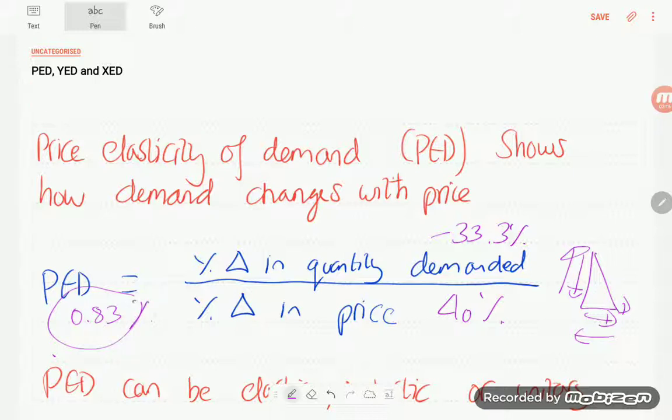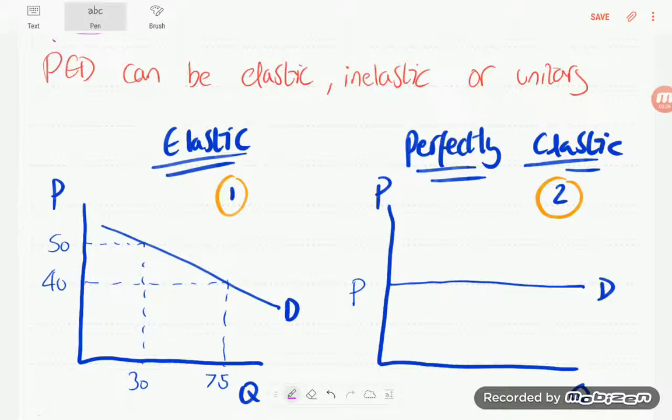Also, please note there is no percentage sign. So this here is definitely not a percentage sign. It's a coefficient. So we just leave it 0.83. PED can be elastic, inelastic, or unit elastic, sometimes known as unitary. So let's repeat: elastic, inelastic, or unitary.